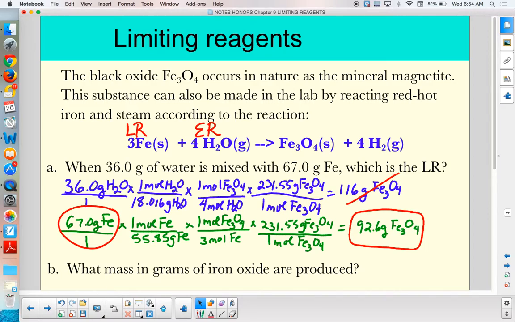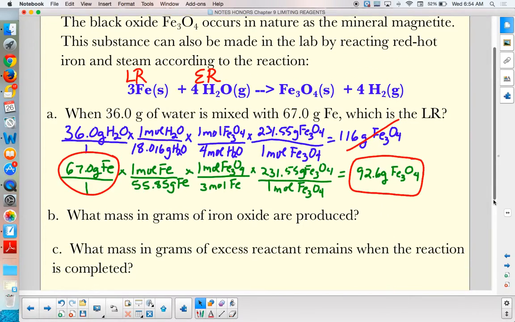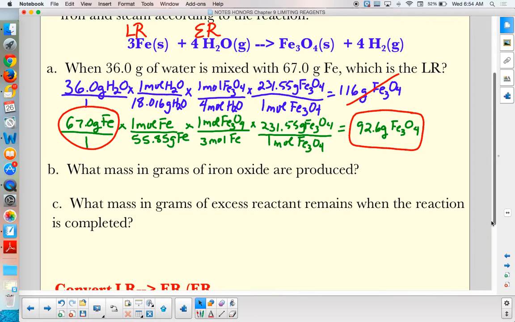There's one other type of question that you'll see where they want to know how much of the excess reactant we are going to have after the reaction is completed. And the steps that I follow are to first convert the limiting reactant to the excess reactant. When you do that, that tells you how much excess reactant is truly going to be used. You can then subtract that from the starting amount, and then you can determine how much excess there is.